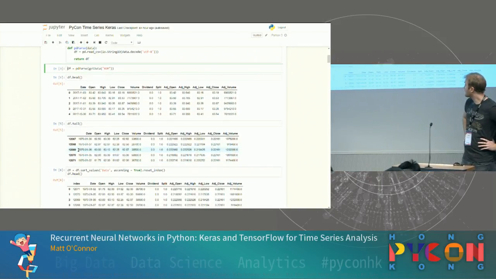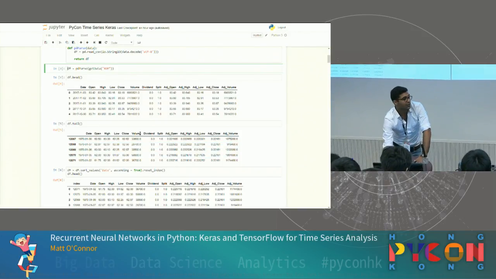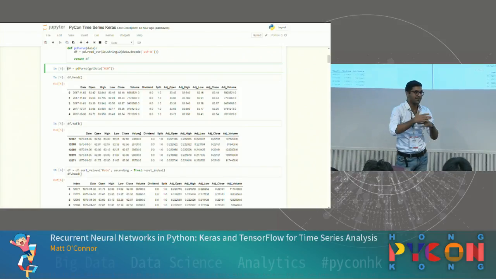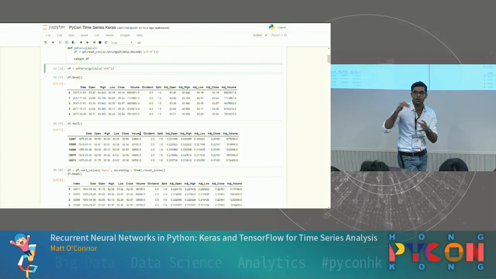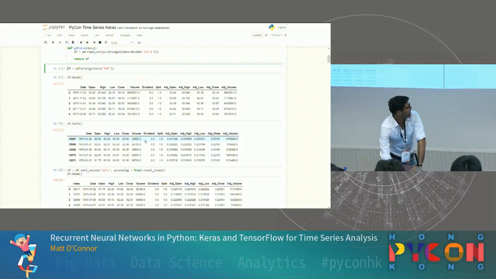We have obviously a date column, open price, high, low, close. For those not familiar, this is the open price of the stock on that day, the high during that day, during the trading hours, and the low price on that day also. And there's also the close price, which is the price the stock closed at when the trading day ended. We also have the amount of volume traded, dividend.